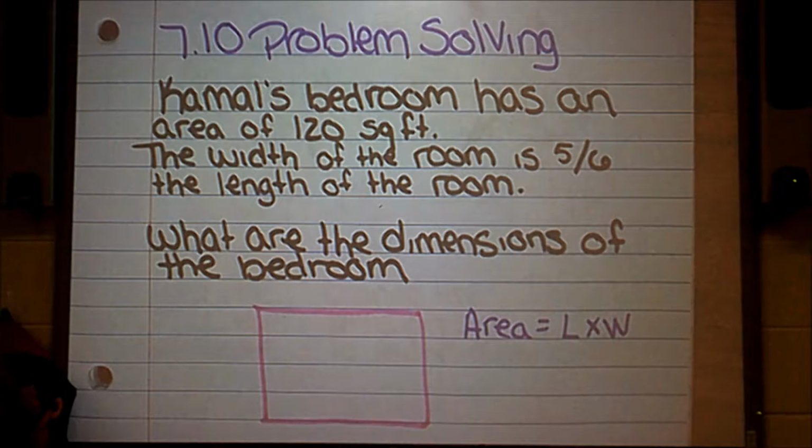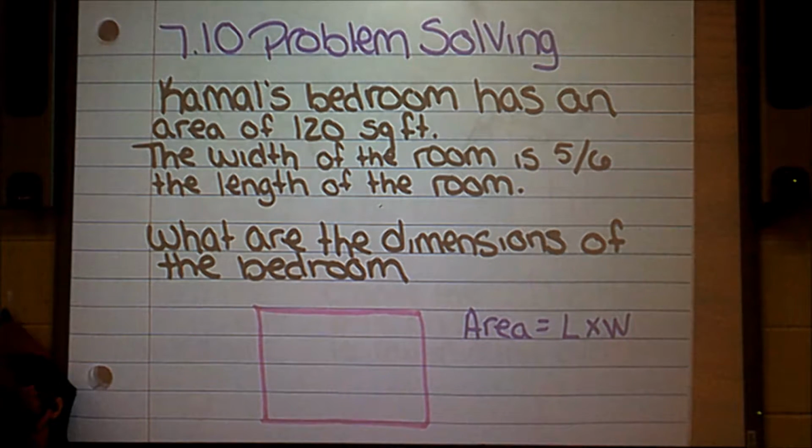Okay, now I don't know my length and I don't know my width, but I do know my area. I know that my area is 120 square feet. And I know that my width is 5/6 of whatever my length is. So obviously my width is smaller than my length. So like I said, we're going to do some guessing and checking and thinking about some dimensions that might multiply together to equal 120. So in your head, think what times what could equal 120.